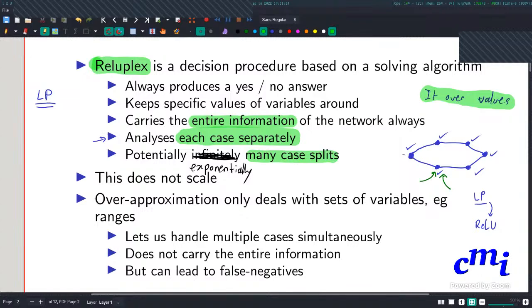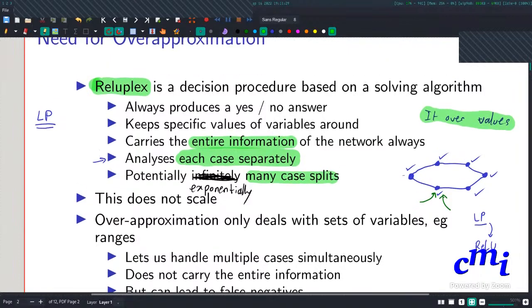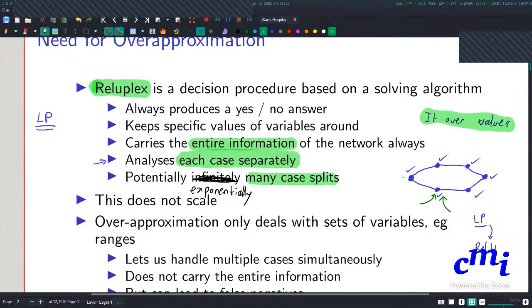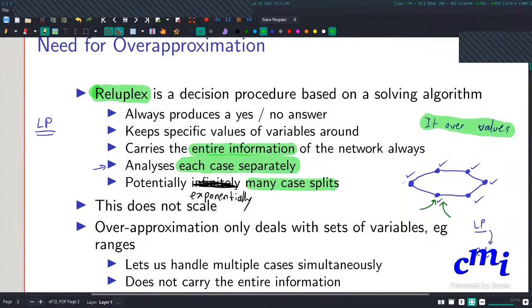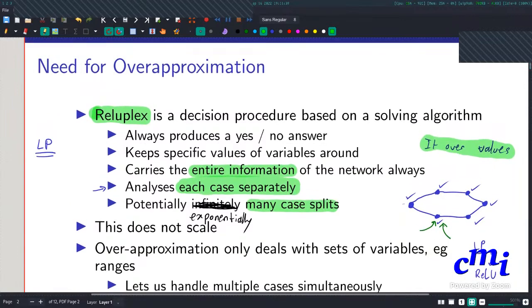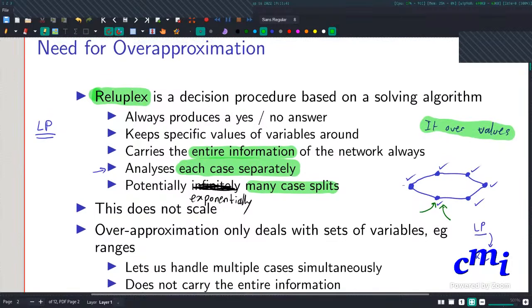Is this clear to everyone? Yeah, worst case exponentially. Yeah, worst case exponential, definitely. So any questions so far? Is this clear? Because if you don't at least understand this at an intuitive level, it really doesn't make much sense why we need to do over approximation, and the motivation behind the next bits won't really make sense.